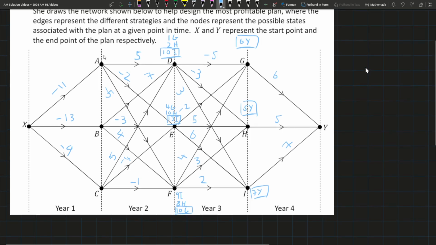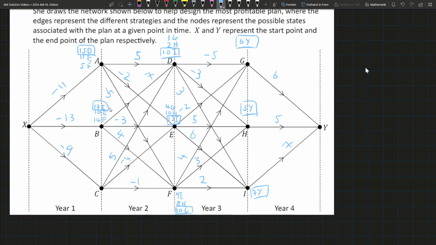Then we move on to the next stage. So here we'd have 15 if we decide to go to D. If we decide to go to E, we'll have 13 minus 2 is 11 if we decide to go to E. And if we decide to go to F, we'll have 10 minus 5 is going to be 5 going to F. Of course, we want to choose 15. For B, we're going to have 7 going to I is going to be 17 if we decide to go to I. 13 minus 3 is going to be 10 if we decide to go to E. And for F, it's going to be 4 plus 10 is going to be 14 if we decide to go to F. Of course, we want to go with I in that case.